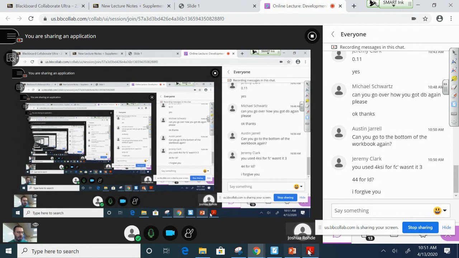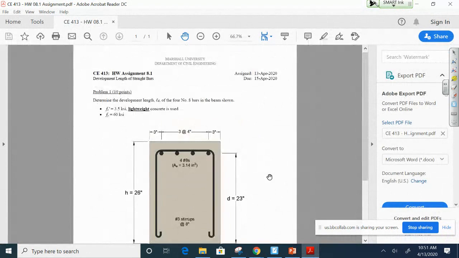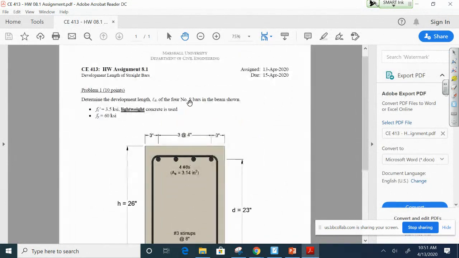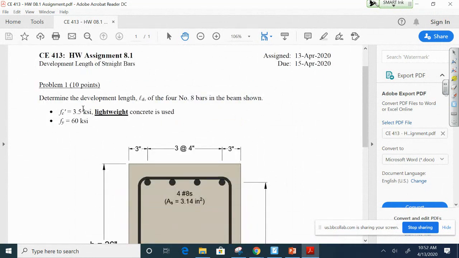I want to show you the homework real quick. This is the homework. It's pretty much just a repeat of what we just did. The only thing worth pointing out: number one, this is 3.5 KSI, and I said that it's lightweight concrete. So there's a certain factor in that equation that changes whether it's normal weight or lightweight. I won't say any more than that because I'm sure you all can figure that out.